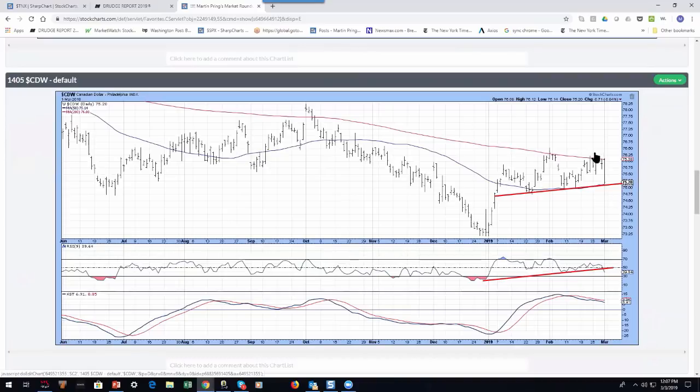So very big resistance at 76.25 and very big support just a little bit below 75.20, say 75 cents. We also see the KST is in a downward trajectory and the RSI is broken below this trend line. So on balance, we're kind of tipping to the downside. But until the Canadian dollar breaks below the 75-cent level, we have to assume it's in that neutral trend.